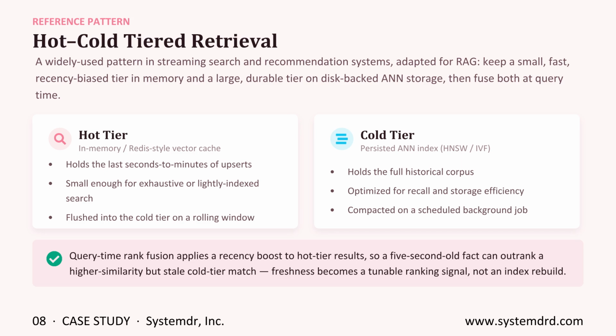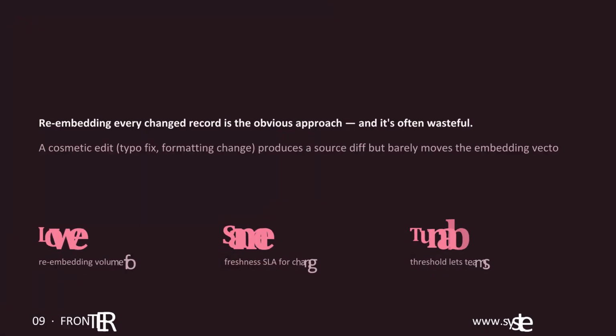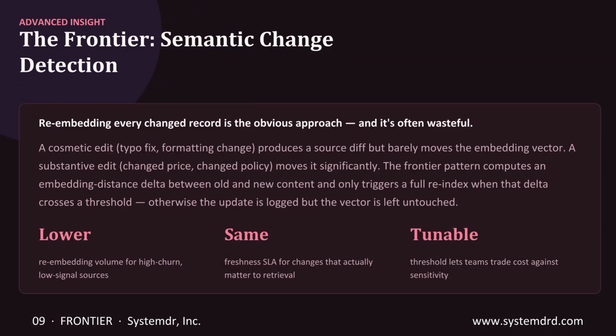Now, where is this architecture actually heading next? Here's a question worth sitting with. Do you really need to re-embed every single change, or just the changes that would actually alter what gets retrieved? Re-embedding every changed record is the obvious approach. It's also often wasteful. A cosmetic edit, a typo fix, a formatting change produces a diff but barely moves the embedding vector. A substantive edit, a changed price, a changed policy, moves it significantly.